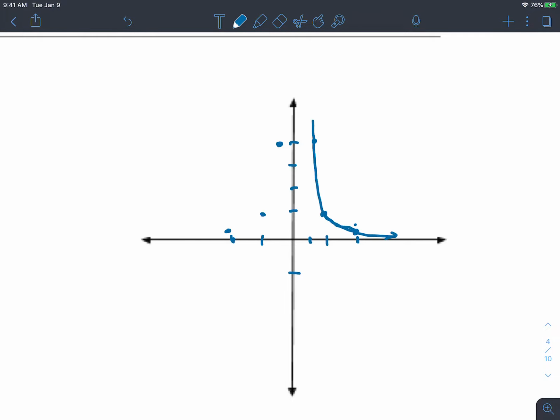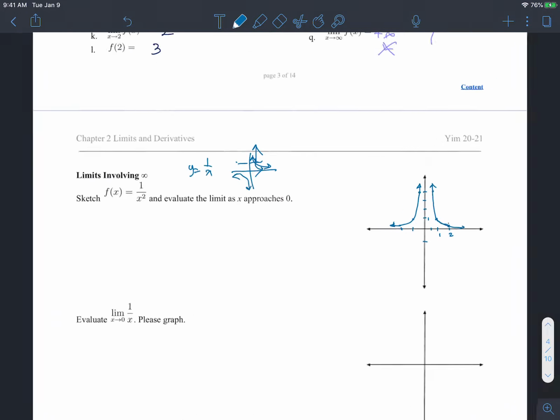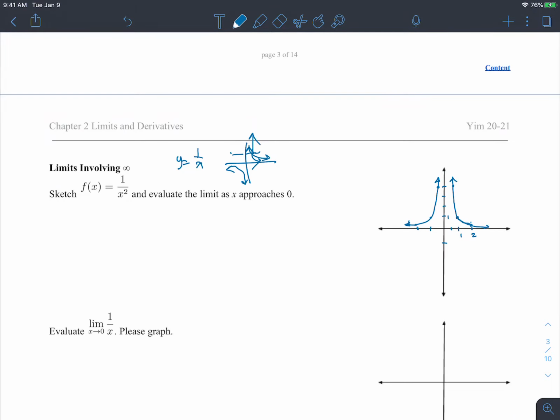Oops, drawing on an iPad is not the easiest thing in the world. It's kind of slippery. There you go. So just give it an indication of what it is, and that's what the picture looks like, right? So in this particular case, they're asking you to evaluate the limit as x approaches 0. So now you have to be concerned with what's happening, right?